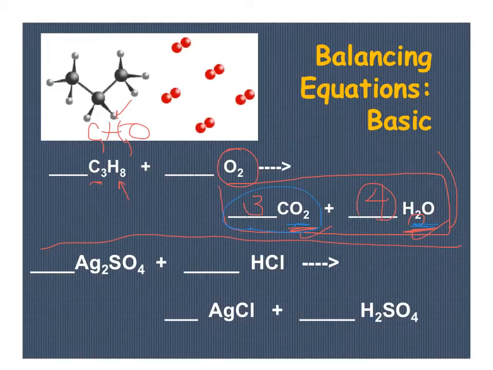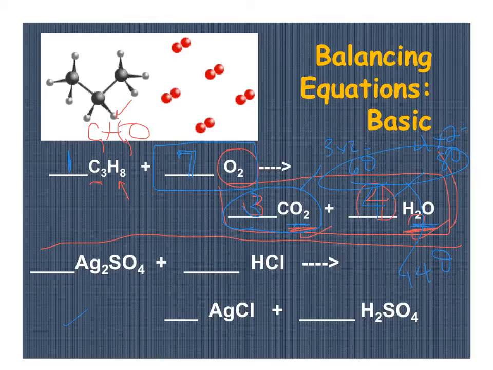From carbon dioxide, I have 3 times 2 or 6 oxygen atoms. From water, I have 4 times 2 or 8 oxygen. So I have a total of 6 plus 8 or 14 oxygen on the product side. How do I get 14 oxygen on the reactant side? Well, 7 times 2 is 14. So my final balanced coefficients: there's a 1 here, a 7 in front of the oxygen, 3 in front of carbon dioxide, and 4 in front of water. Onward to the next one.